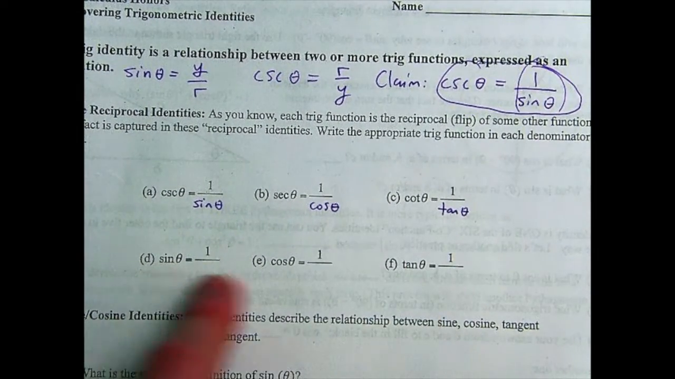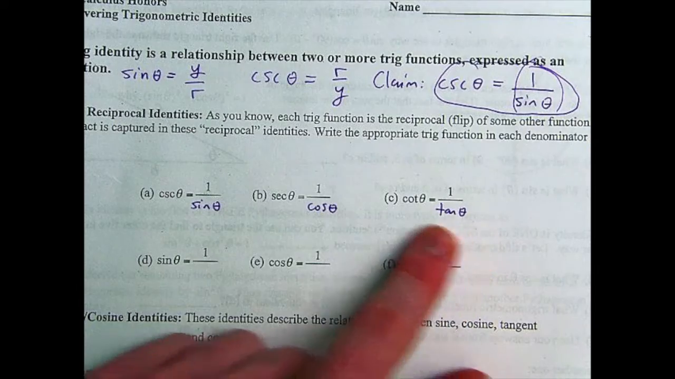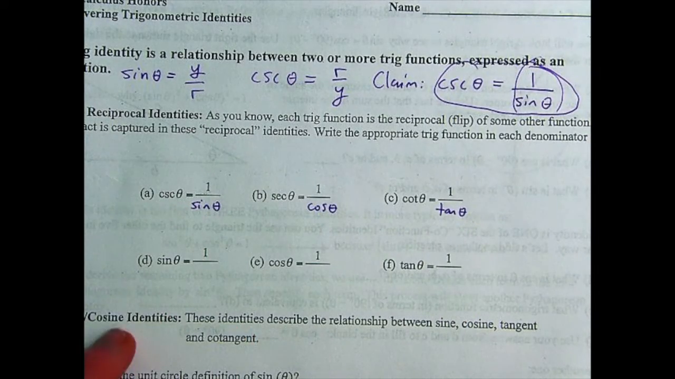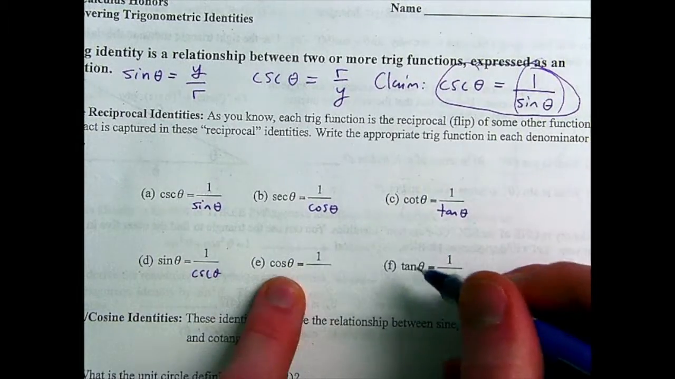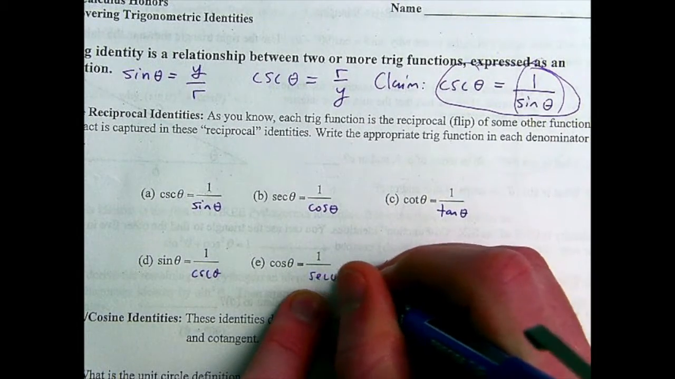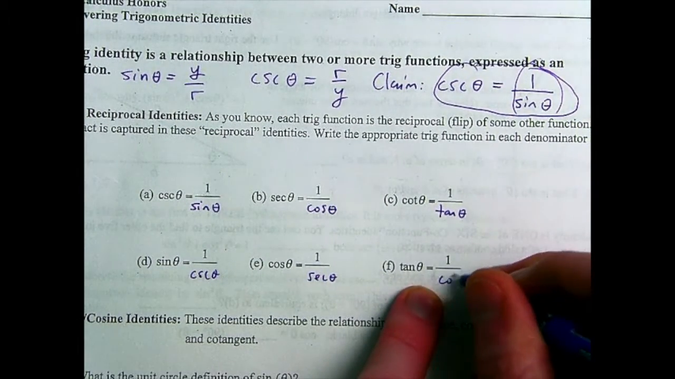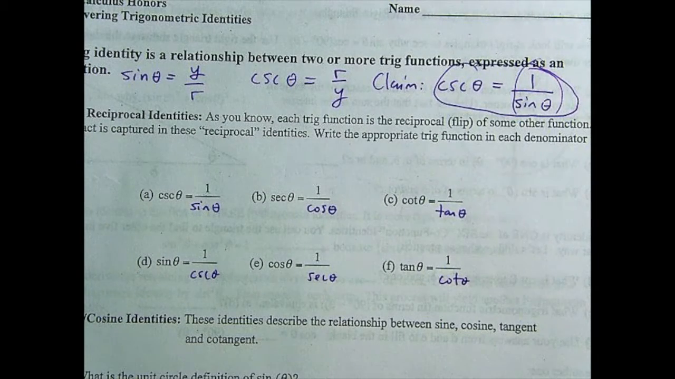And these next three identities are basically these guys, but flipped upside down. Sine theta is the reciprocal of cosecant. Cosine theta is the reciprocal of secant. And tangent is the reciprocal of cotangent. So those are the so-called reciprocal identities.